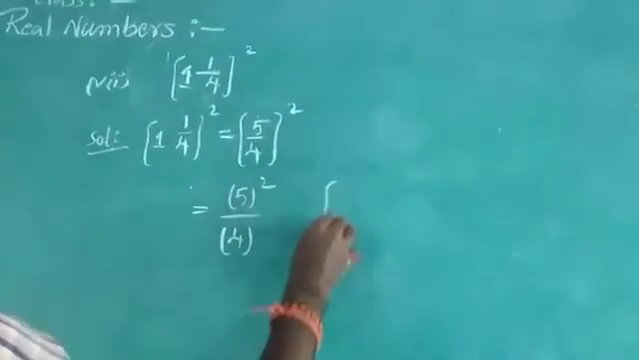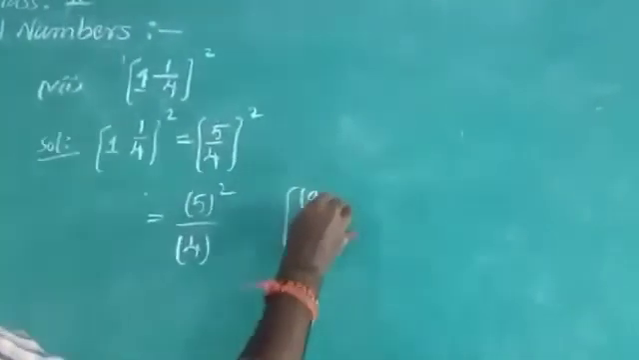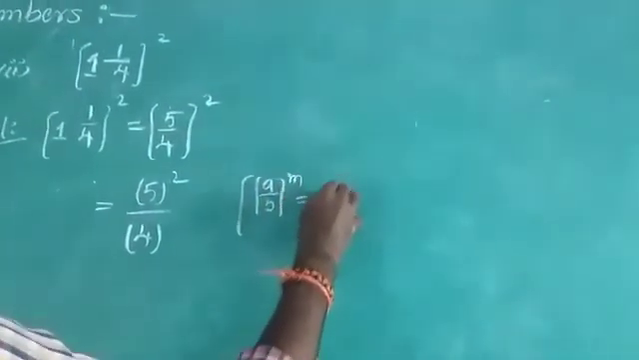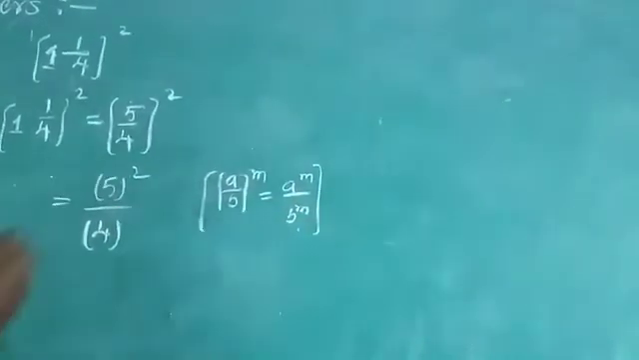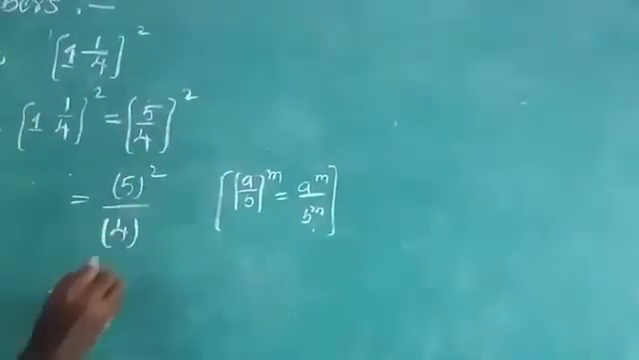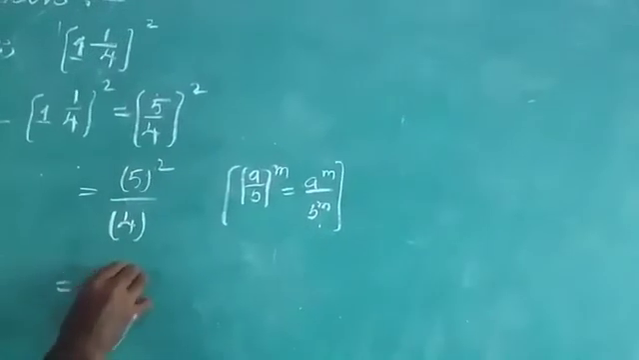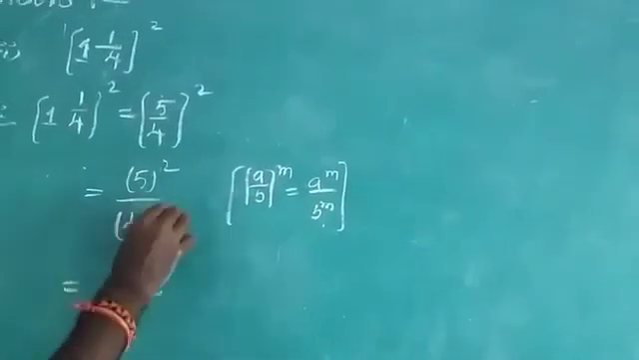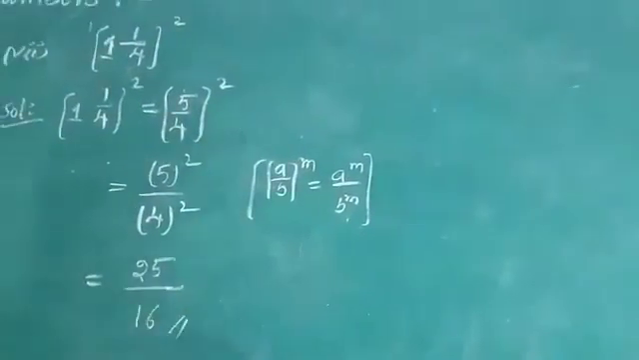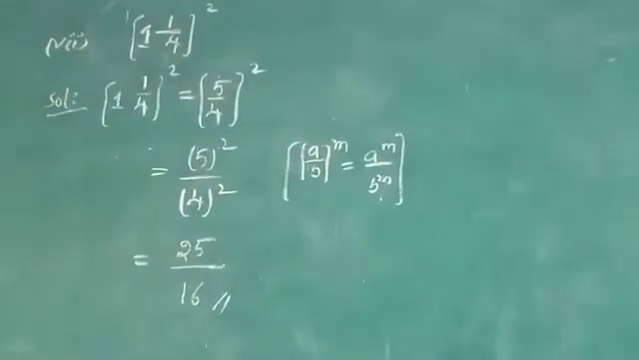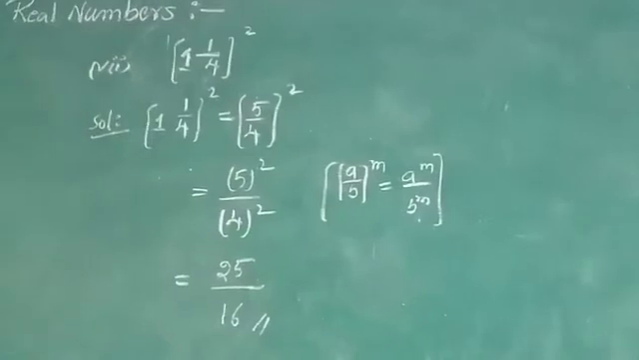The formula you are applying here is (a by b) whole to the power of m means a to the power of m by b to the power of m. So what is the value of 5 square? 5 5s are 25. And 4 square is 16. So this is 25 by 16. Concentrate on it clearly.